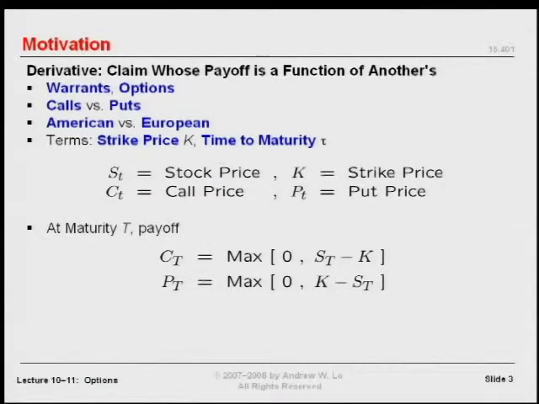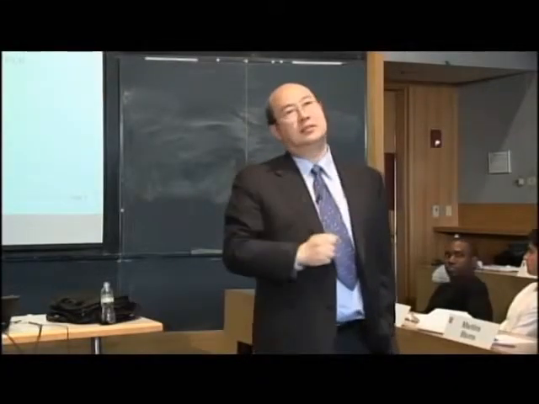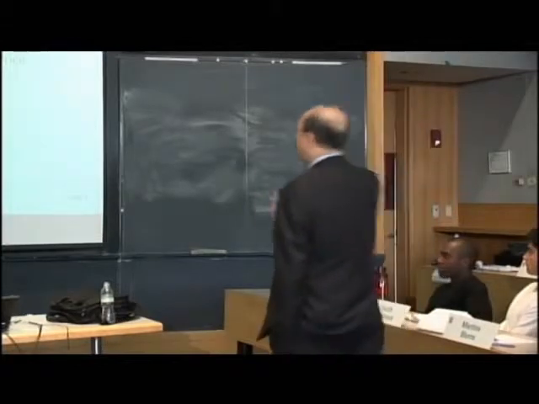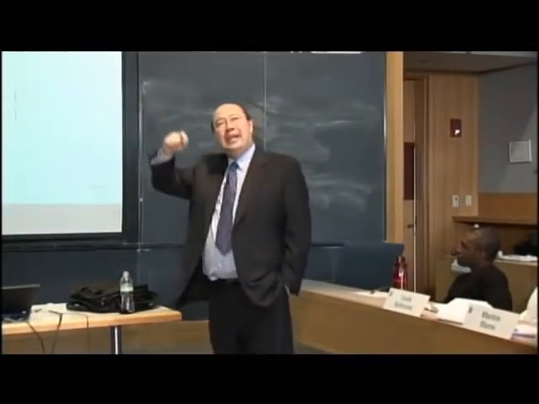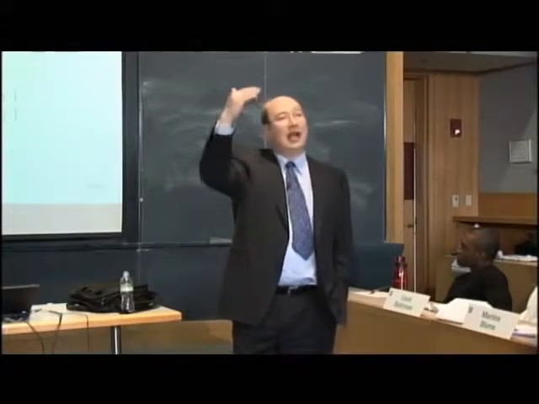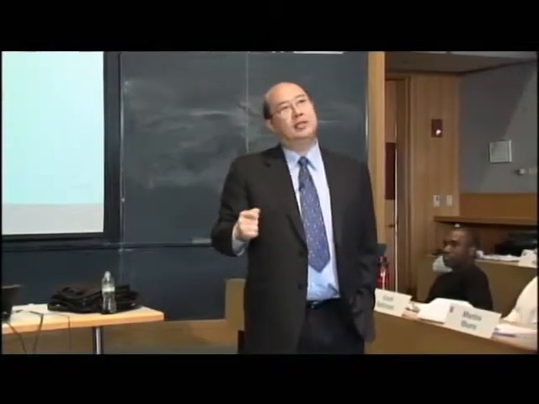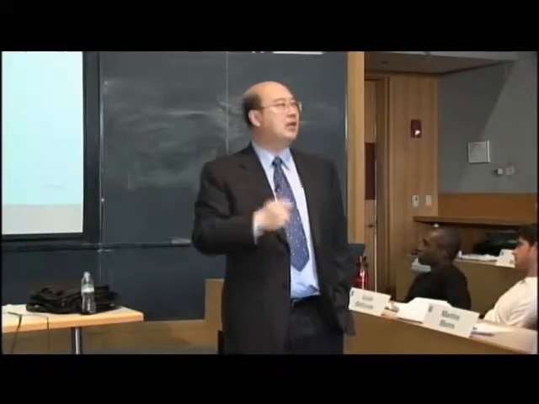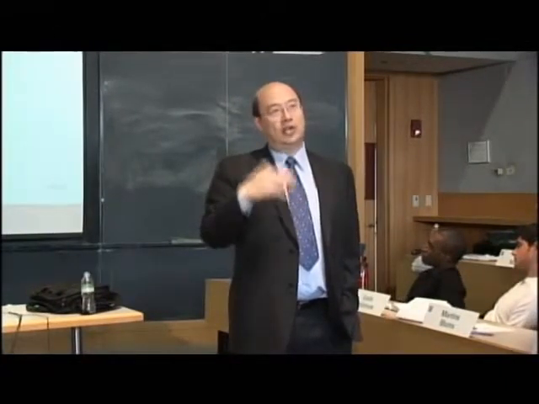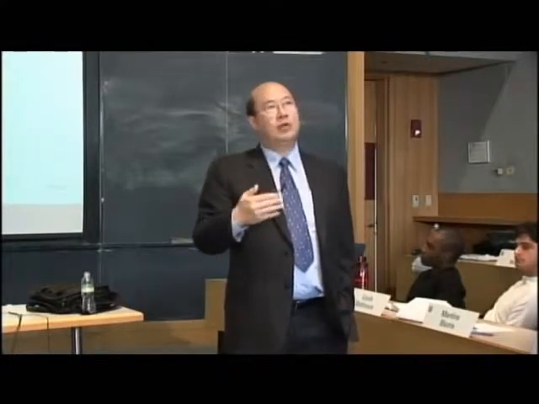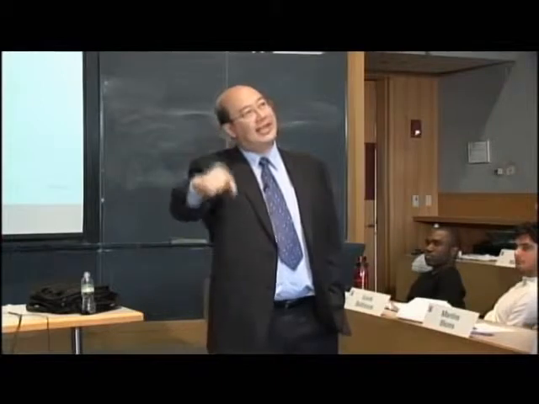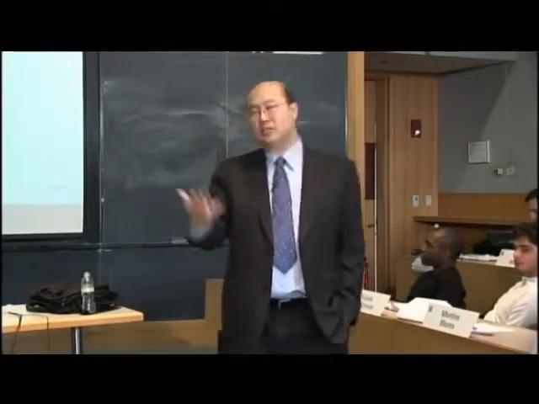A call option is a piece of paper that says the holder of this piece of paper is allowed to buy a security on or possibly before a particular date, usually called the exercise date, or maturity date. And the difference between being able to exercise early versus exercising at the maturity only is the difference between an American and a European option. An American option is one where you can exercise it early, and a European option is one where you can only exercise it on a specific date, the maturity date or the expiration date.